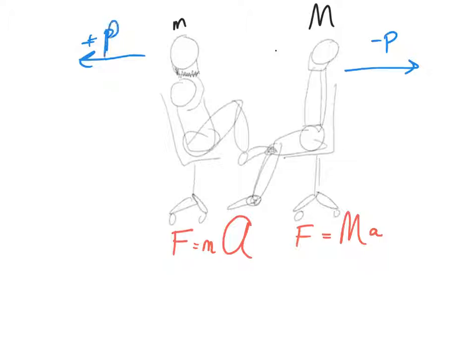So this momentum has to be equal to this momentum. So their change in momentum will be the same. So this guy's change in momentum is equal to this guy's change in momentum.